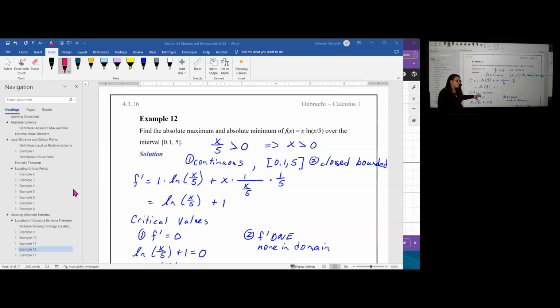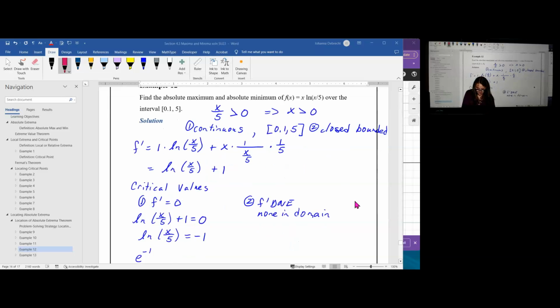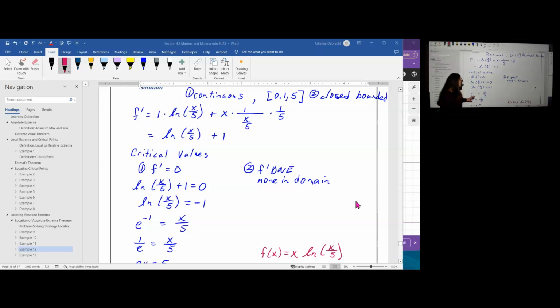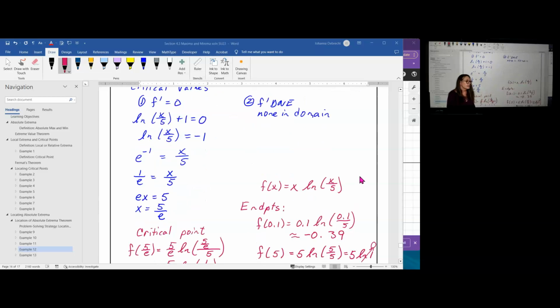I look for the critical values by setting the first derivative equal to 0. This will lead to the following equation. I move the 1 to the opposite side to have the natural log equal to -1. Then I switch to exponential form, where e to the -1 is equal to x divided by 5. I rewrite the exponential by putting it in the denominator and cross multiply. Then I solve for x to get 5 divided by e.